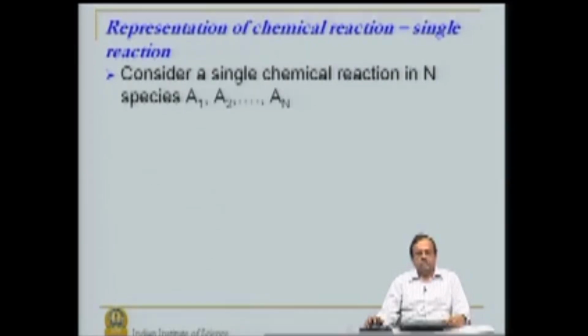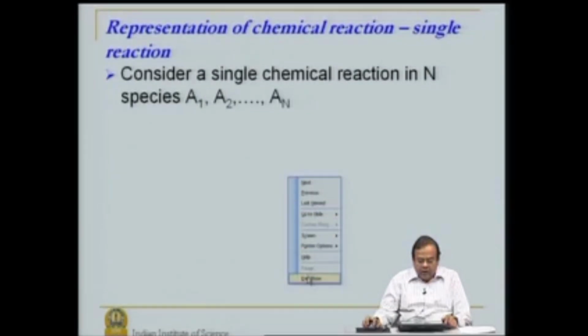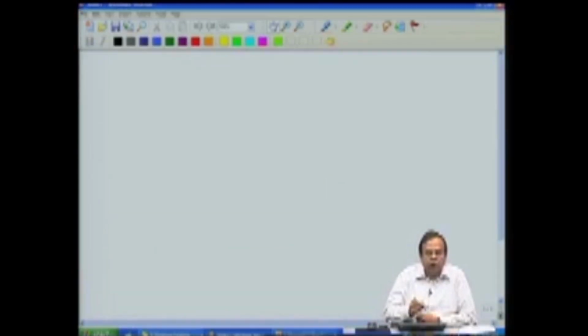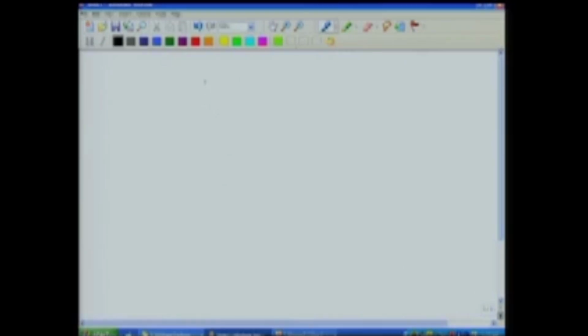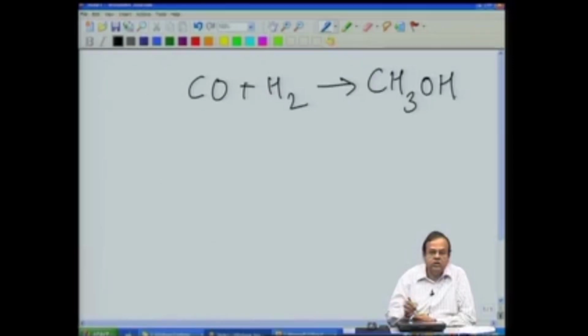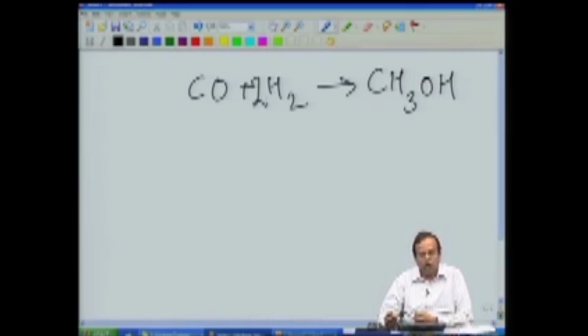Since we want to keep our discussion a little general, as I said, I will start with a general definition, and then I will go back to specific examples, and we will keep going back and forth, so that we are together. So, let us say that we have n different species, and we label them as A1, A2, A3, A4 and so on up to An, and we now want to write a reaction of this. So, let us take an example of methanol synthesis. Let us consider a reaction of carbon monoxide and hydrogen to give rise to methanol, and since this reaction has to be balanced, we need 2 moles of hydrogen to give rise to 1 mole of methanol.